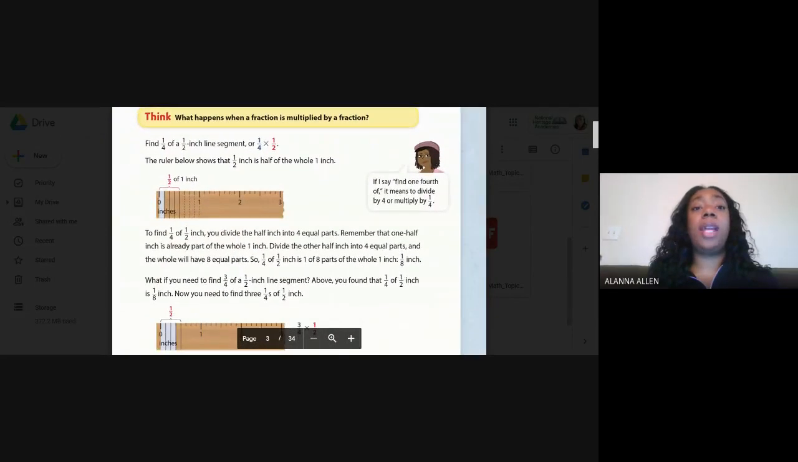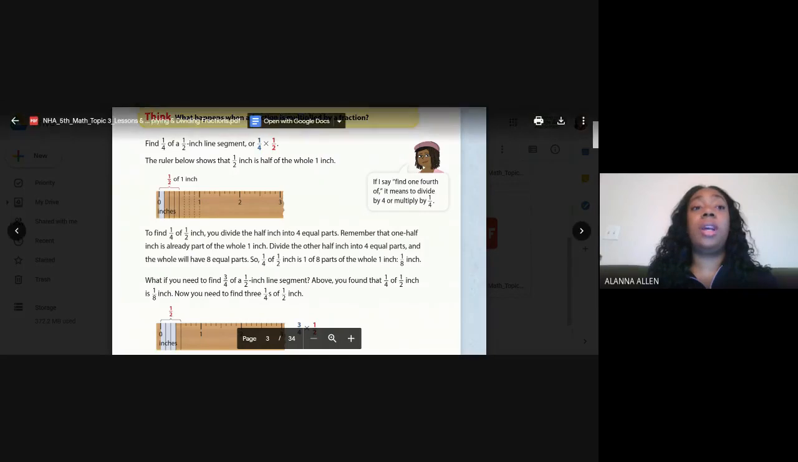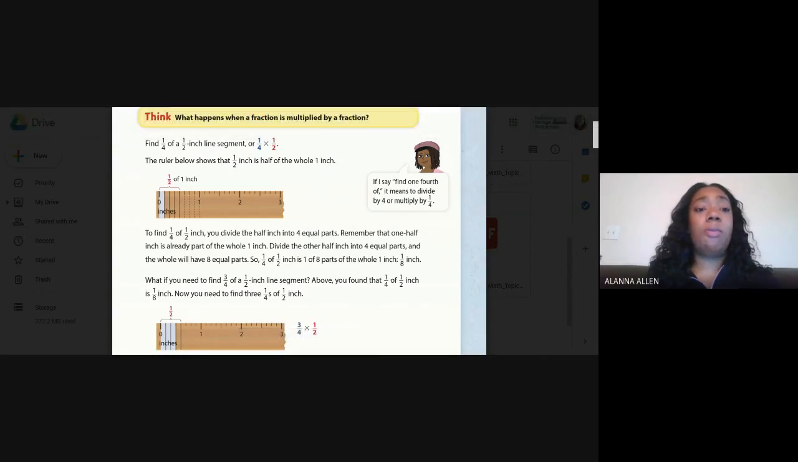So it says, what happens when a fraction is multiplied by a fraction? Find 1/4 of 1/2 inch segment, or 1/4 times 1/2. So 1 times 1 will be 1, and then 4 times 2 equals 8. Remember that when you multiply fractions, you do multiply the bottoms. So as you see here, 1/2 of an inch is marked on this ruler, or this line. So if you divide 1/2 into 4 equal parts, then you would have your answer here. To find 1/4 of 1/2 inch, you divide the 1/2 inch into 4 equal parts.